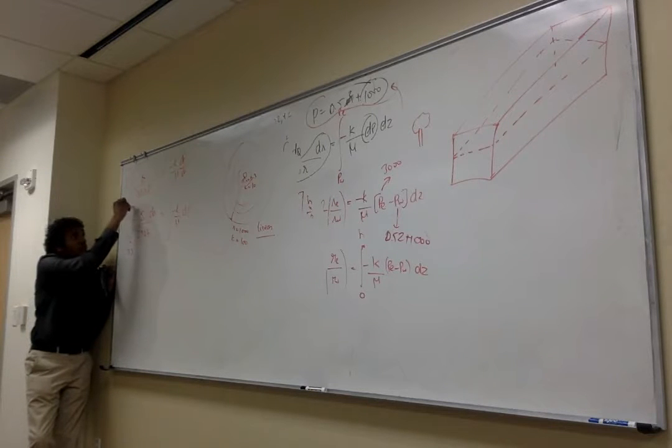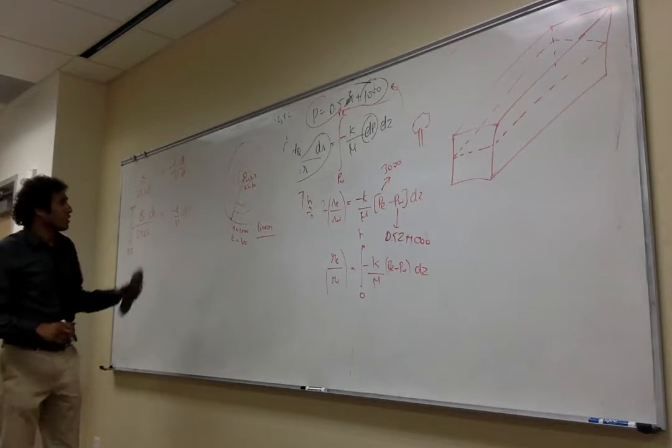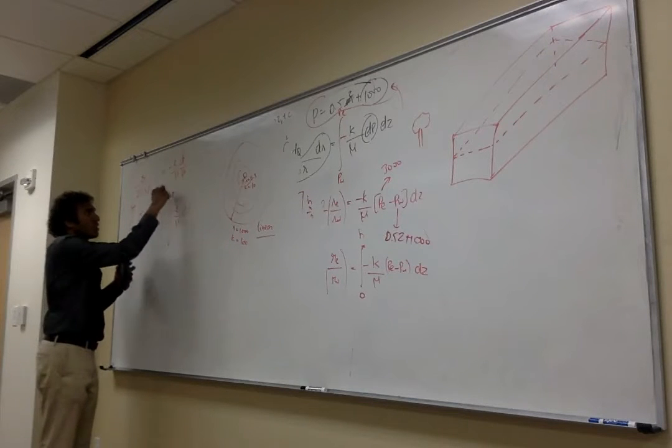0.3 to 1,000, right? Does that make sense? From 0.3 to 1,000, and this side is just 0 to delta P. 0 to P, sorry.